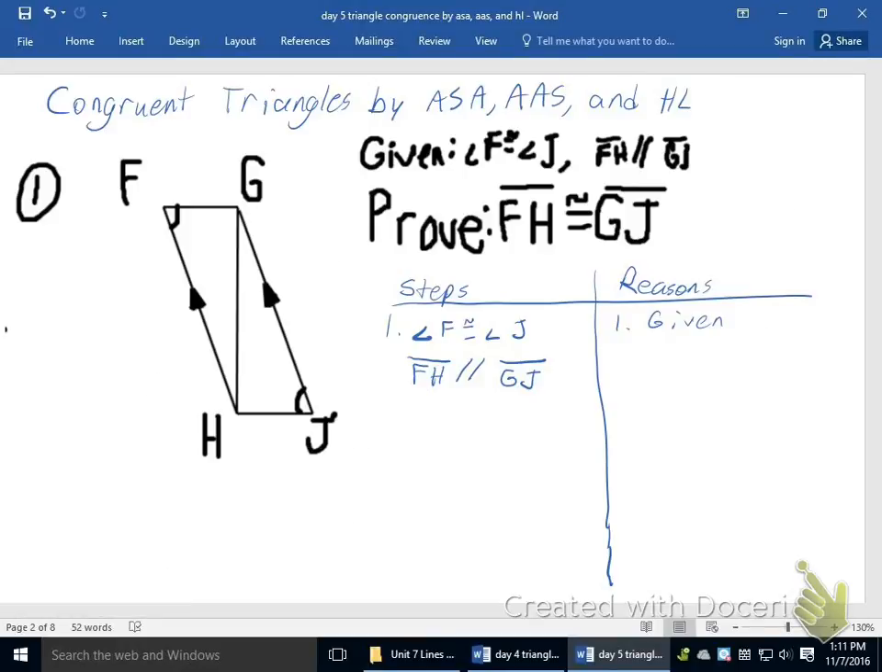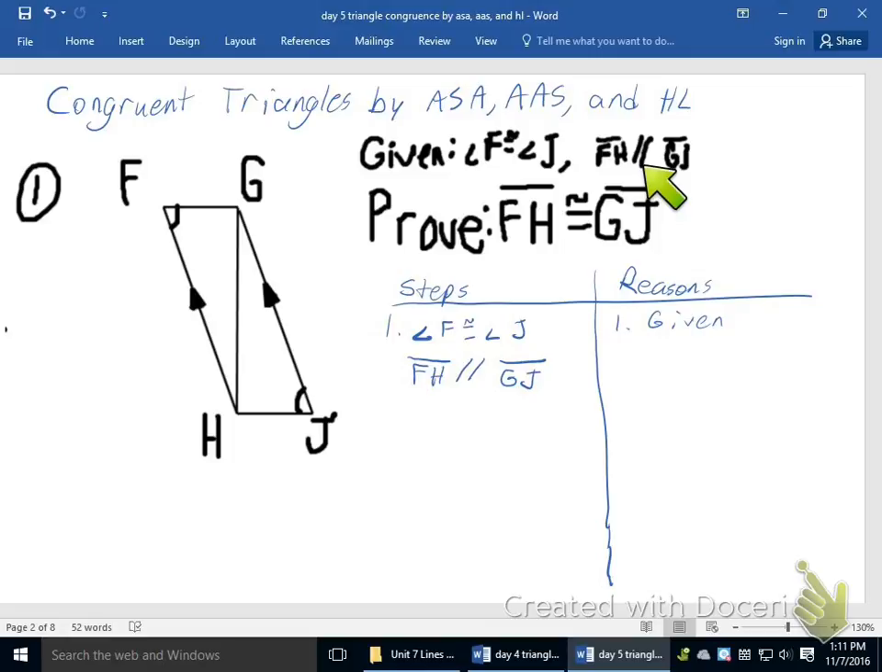All right, here's example 1. We've been given a little bit of information that angle F is congruent to angle J, and that's been shown over here. And that segment FH is parallel to segment GJ. That's what these little slashes mean, that they're parallel. And I've shown that with a pair of arrows here.